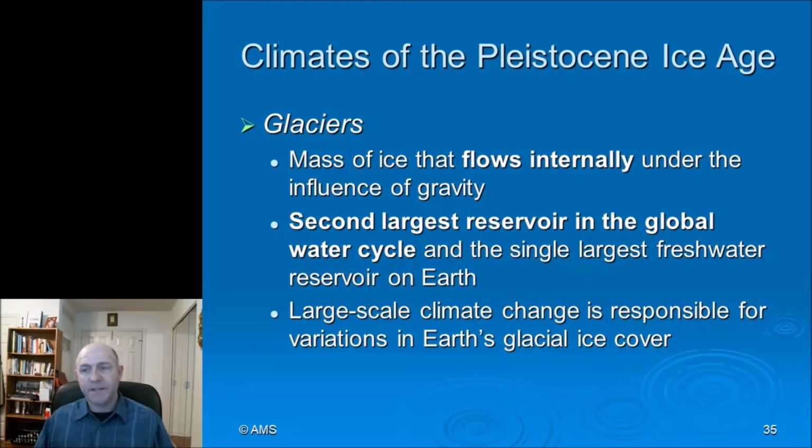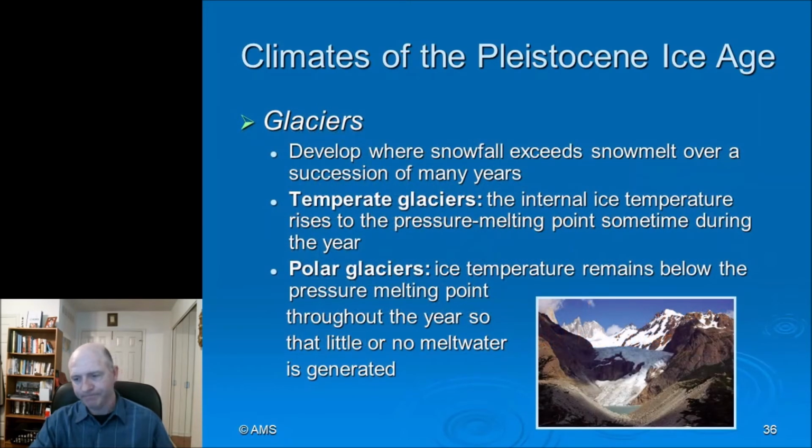All right. Large scale climate change is responsible for variations in the Earth's glacial ice cover. That is a very good representation of how hot or how cold the Earth is when we look at how much ice is sitting on the Earth at any given moment in time. Now, glaciers develop where snowfall in a year exceeds the snow melt. And as that happens over many years, your glacier begins to grow. All right, so if you have a winter where you have a bunch of snow coming down, and your summer is particularly hot, your snow doesn't melt.